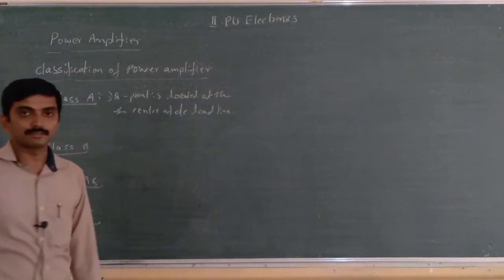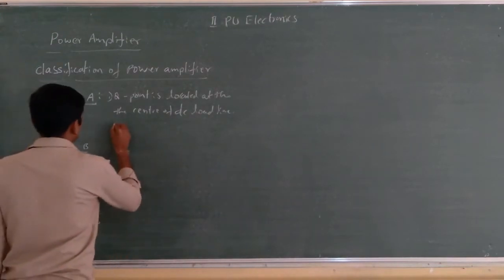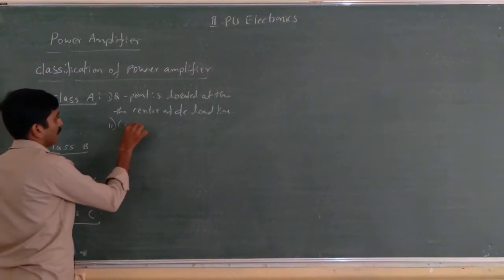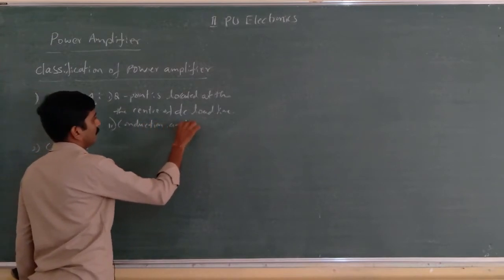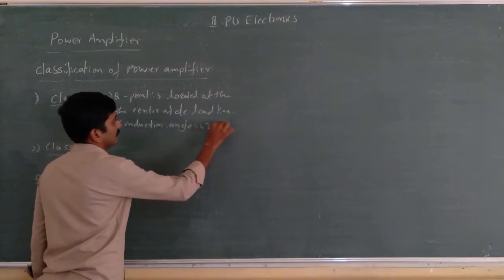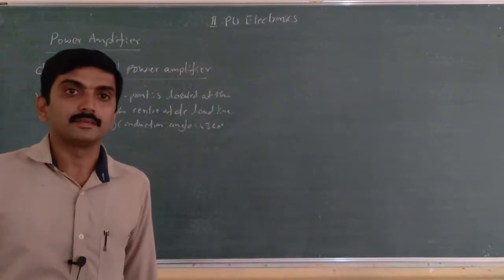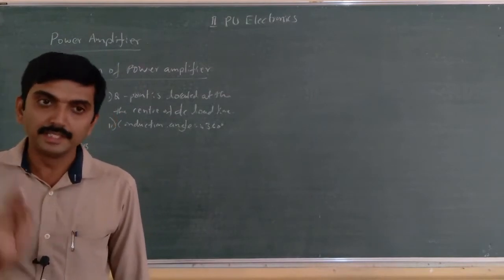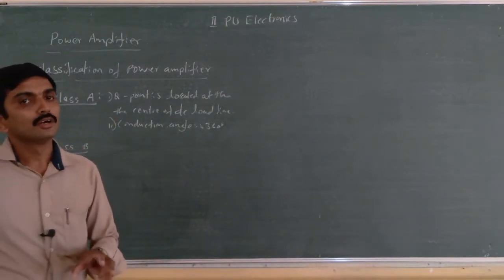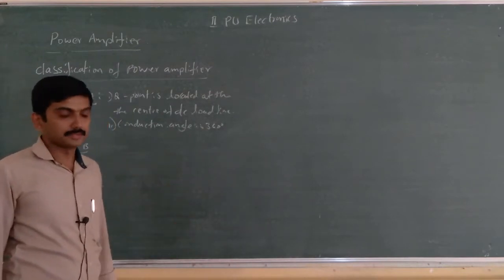So it conducts for 360 degree. The conduction angle is 360 degree, so it conducts for every half cycle, positive half cycle and negative half cycle. There exists an output signal for every half cycle, positive and negative half cycle.